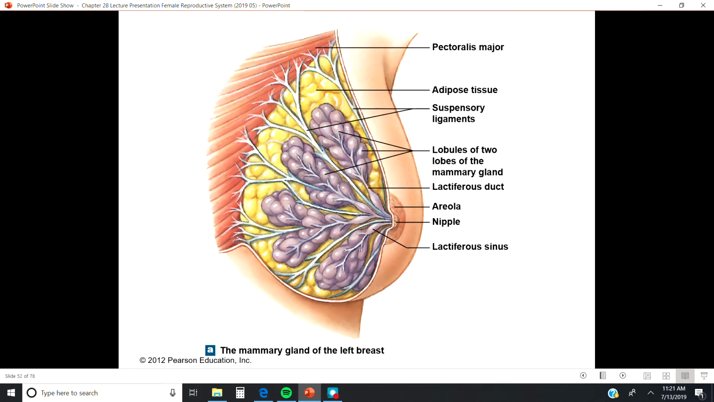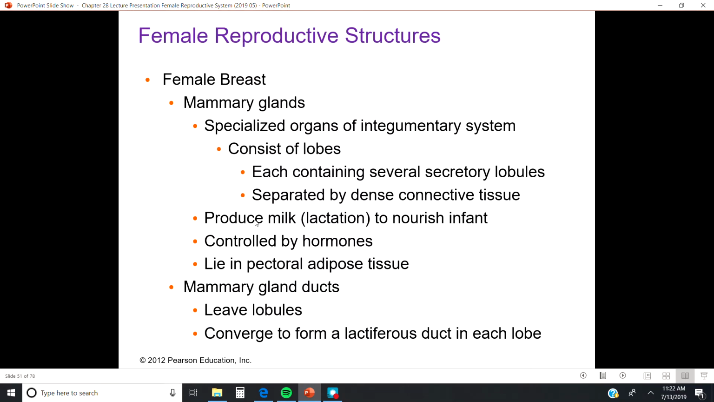So let's take it to a picture here. This is a section through the breast. This big cluster right here is a lobe. Then the little bubbles on the lobe are known as the lobules. So this is where the breast milk is going to be produced. It produces milk, which is known as lactation. We know the milk is there to nourish the infant, and it's controlled by hormones. When we study the endocrine system, we know it's the prolactin from the anterior pituitary that regulates milk production.